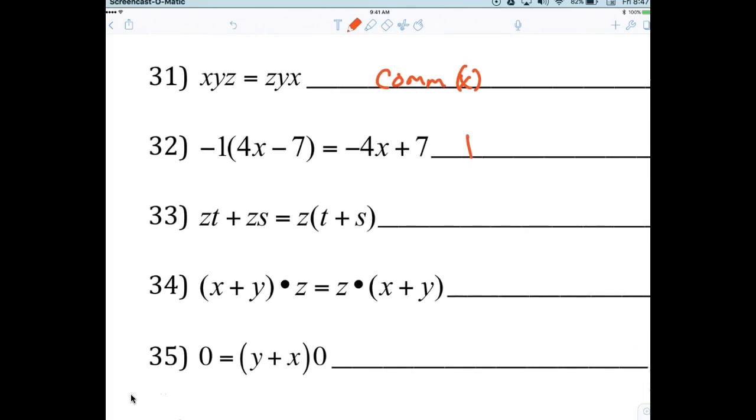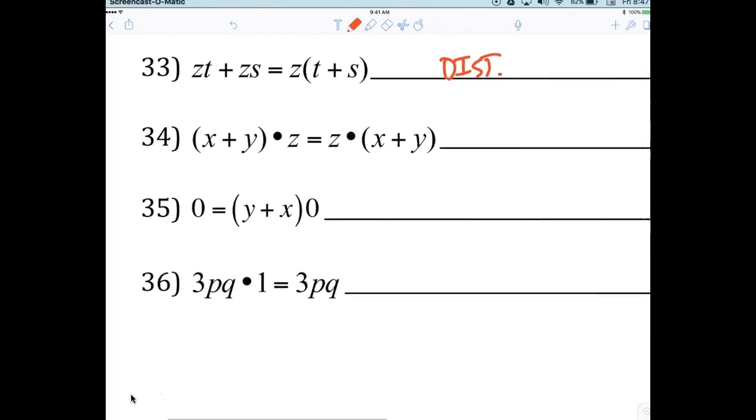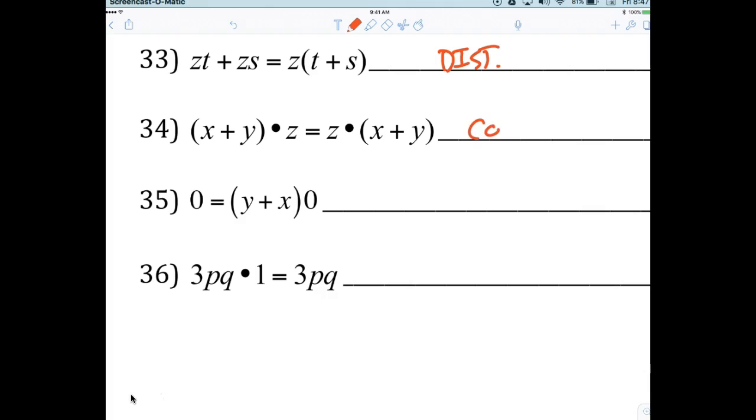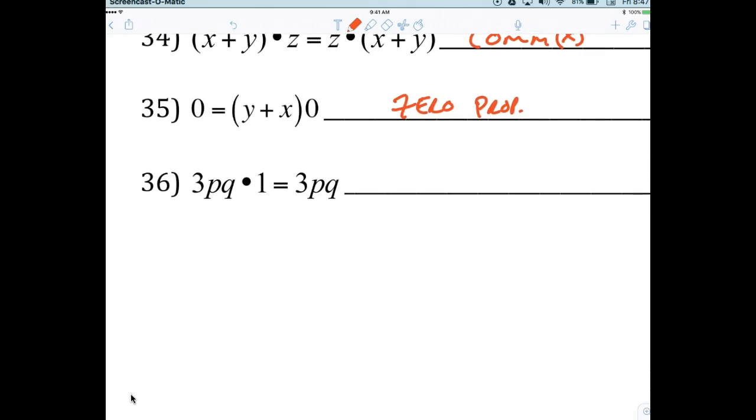32. Distributive. 33. Wow, distributive. 34. Commutative. No, it's a multiplication commutative, right? And then 35. That's definitely the 0 property. And then, yes, multiplicative identity. Okay.